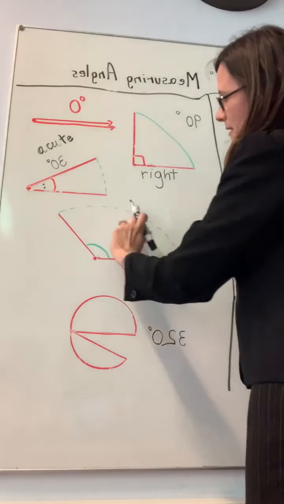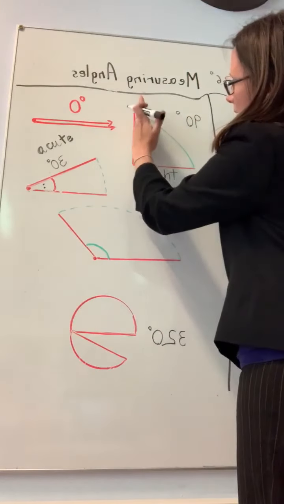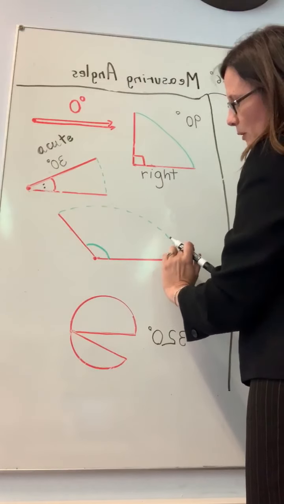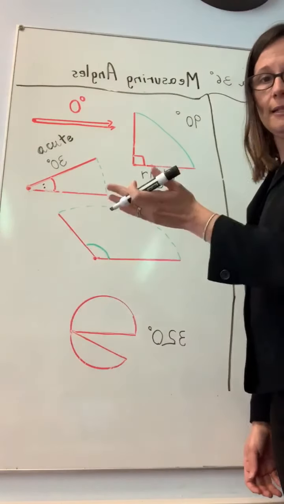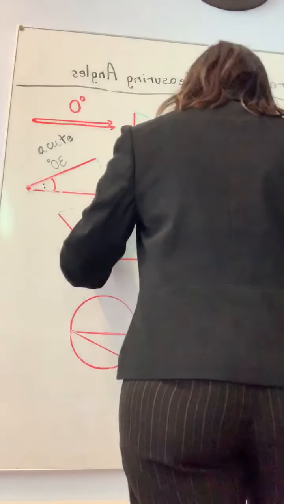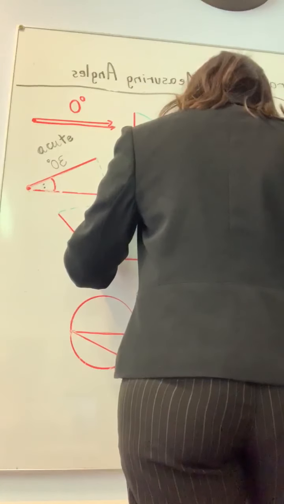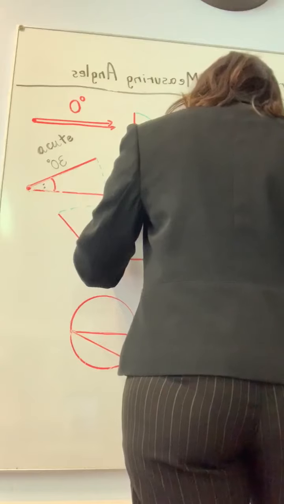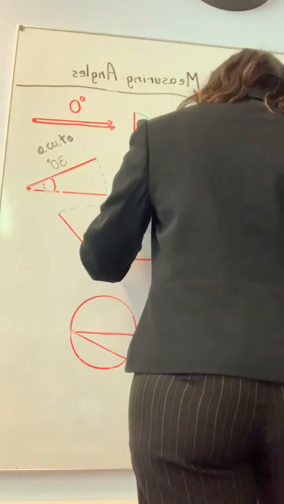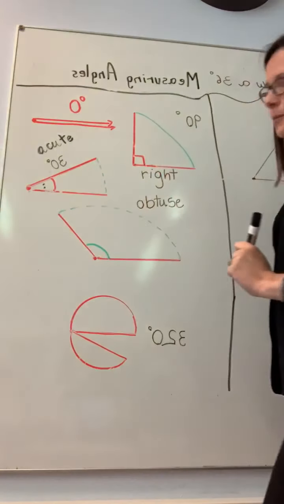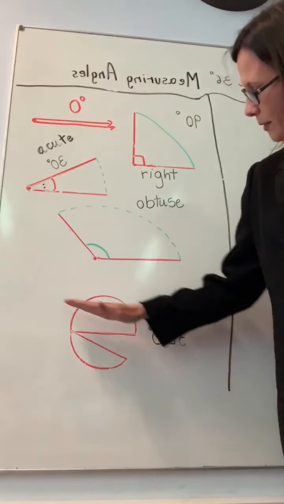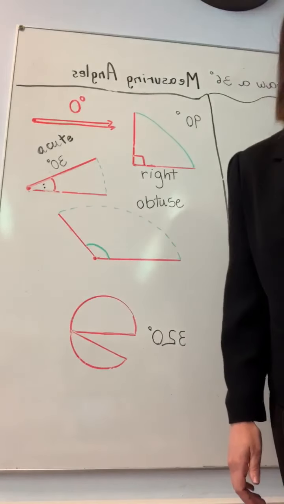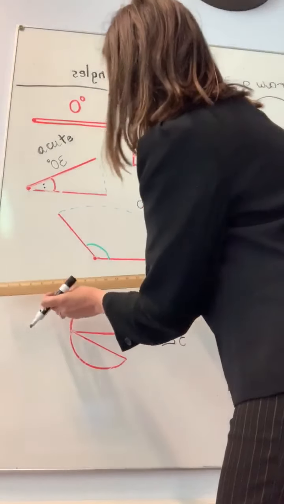When the angle opens bigger than 90, between 90 and 180, less than 180, we call this angle an obtuse angle. An obtuse angle. When the angle opens between, let me do this one actually first.